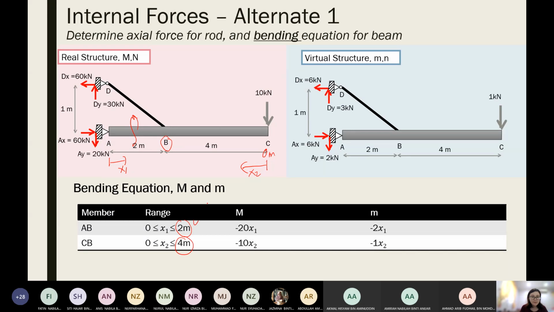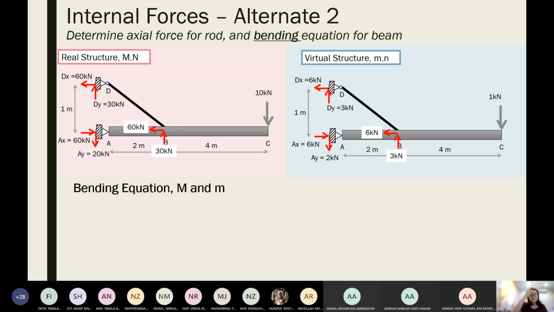So this range must be input correctly. Here I have purposely put alternate 1, because some of you might not want my cut section 2 where my x2 starts from C. You might still want to start from A. Then what should I do? This is what you expect.